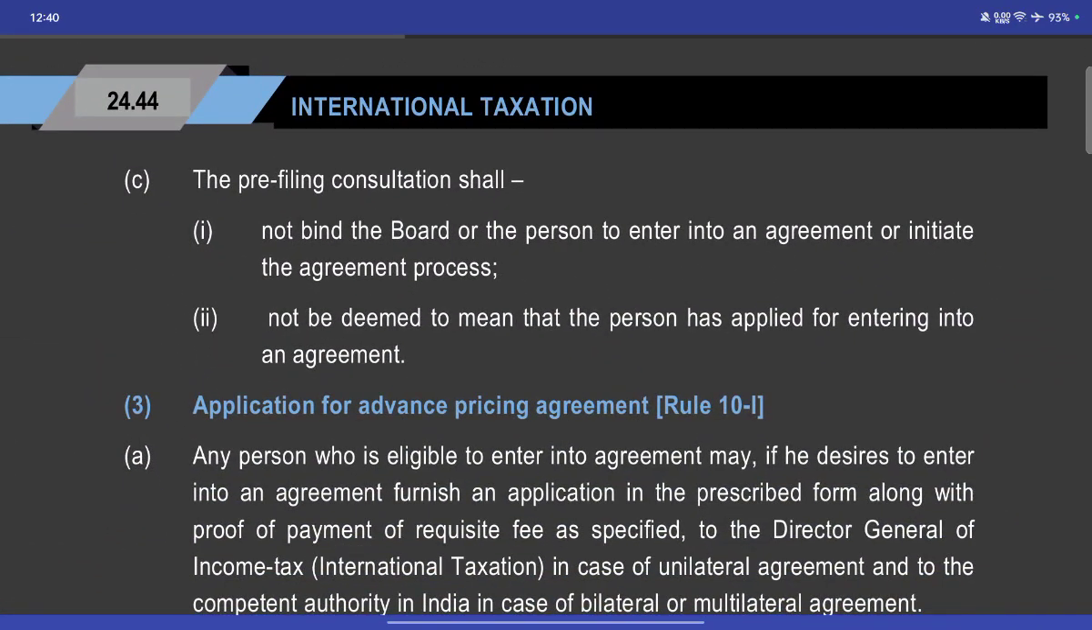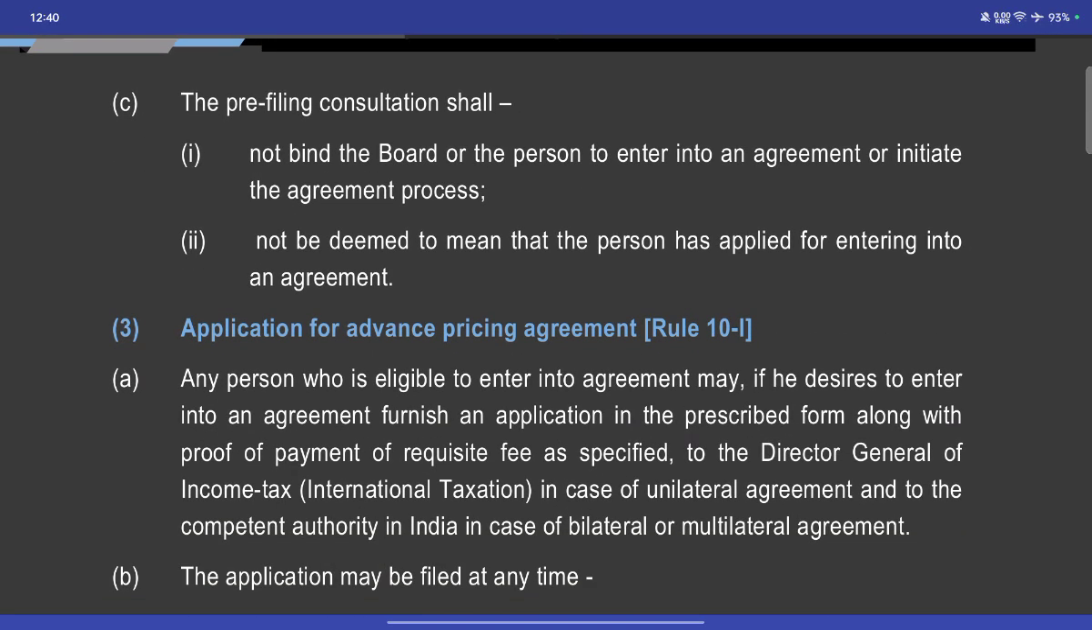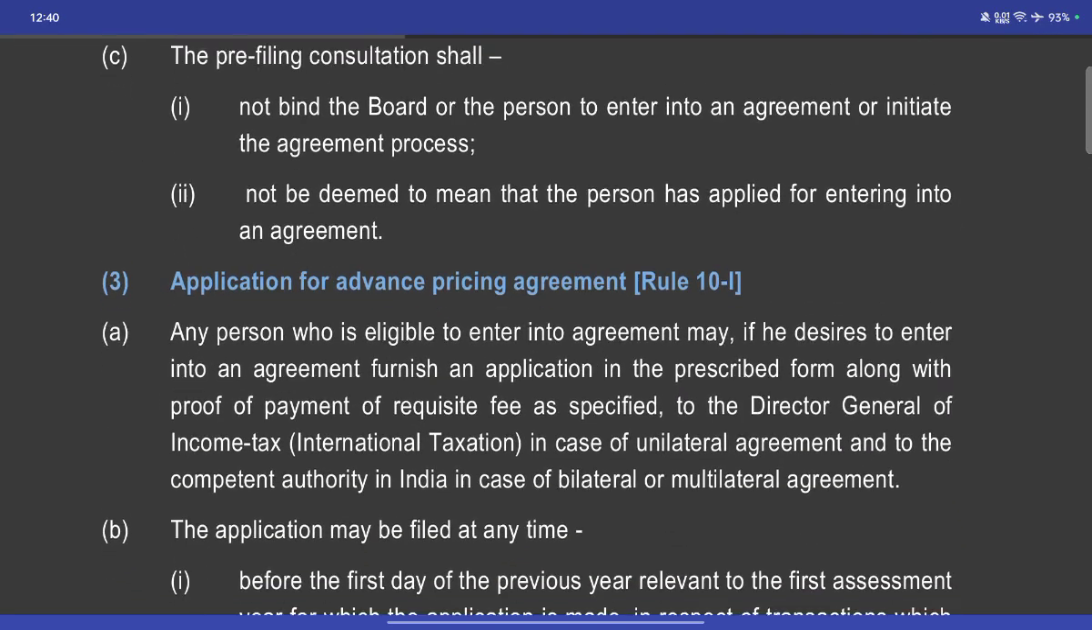The pre-filing consultation shall not be binding on the Board and the person to enter into the agreement or initiate the agreement process, and shall not be deemed to be an application made by the person for entering into the agreement.